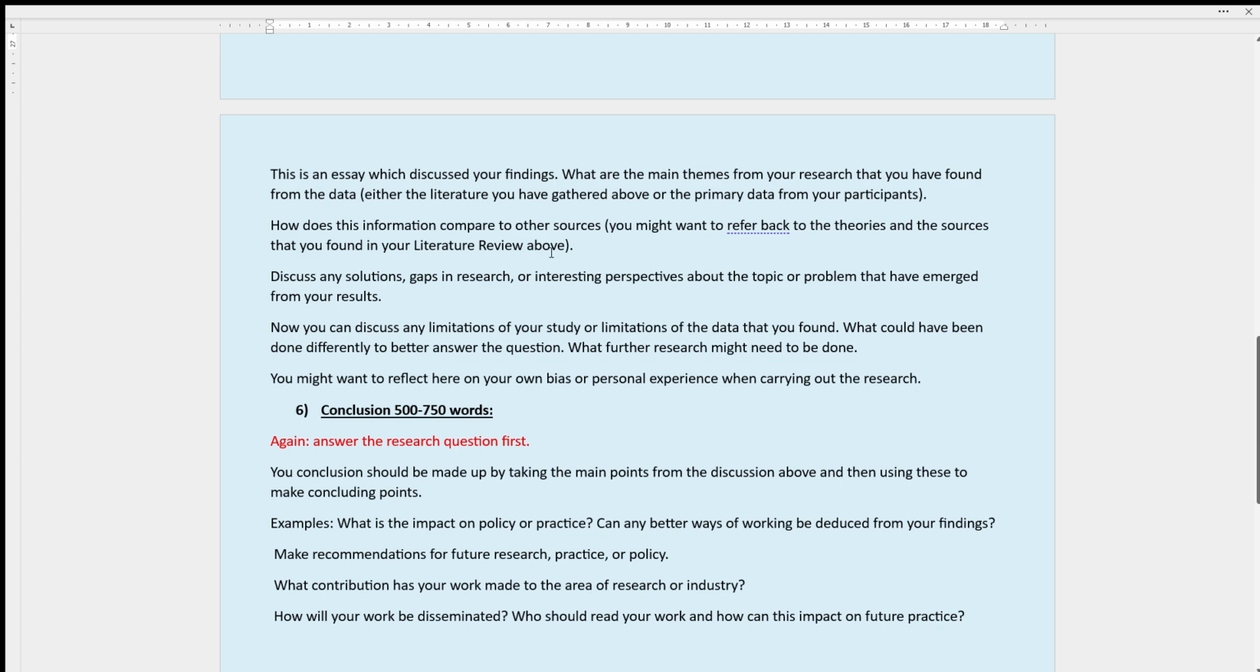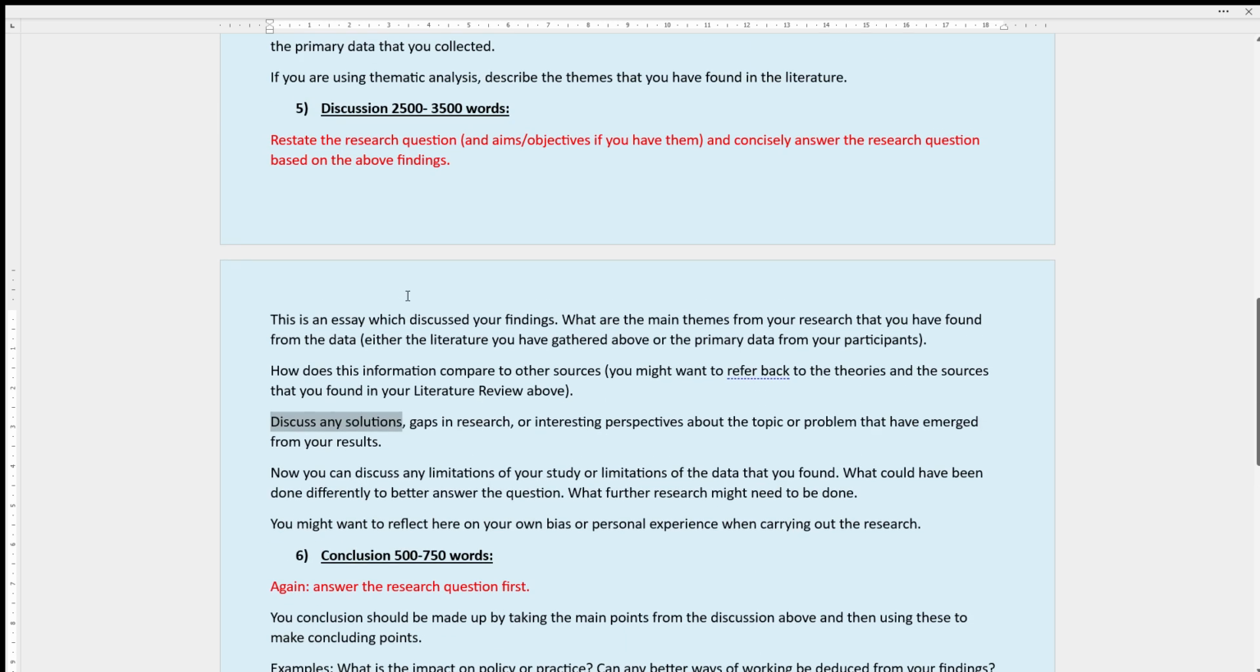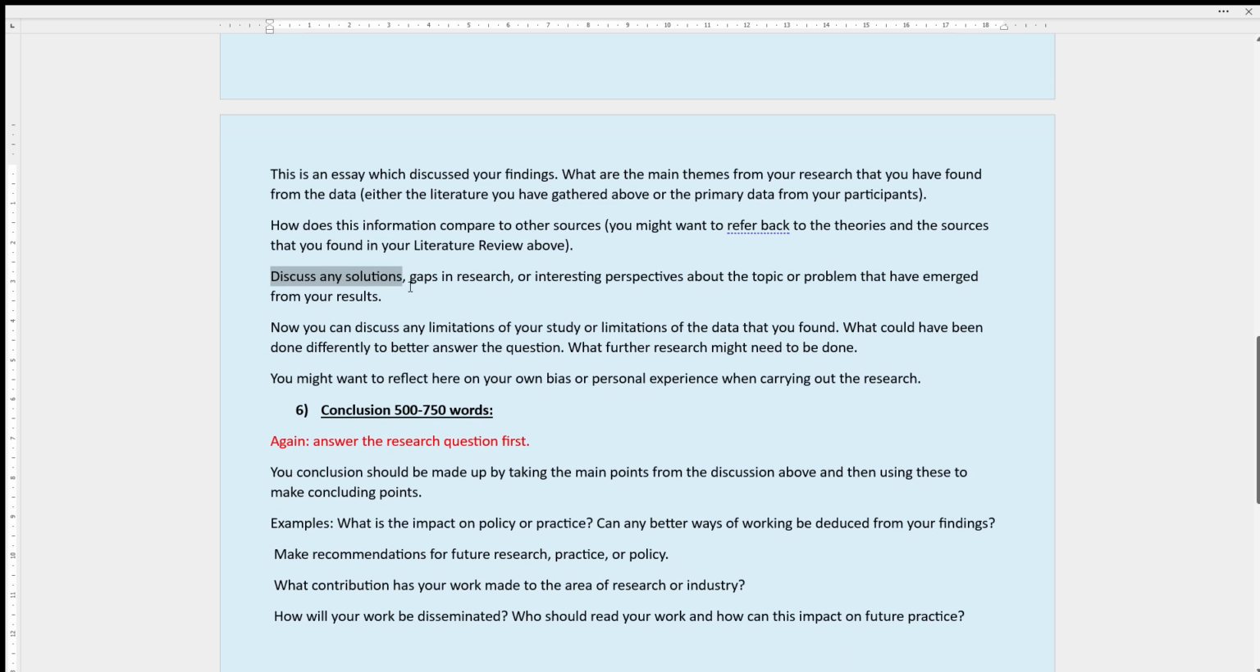Do they explain the themes? Do they explain the findings? Do they explain the patterns in the data that you've found? Then hopefully at this stage you'll be starting to find solutions to the problem that you've initially set out to answer or to solve.